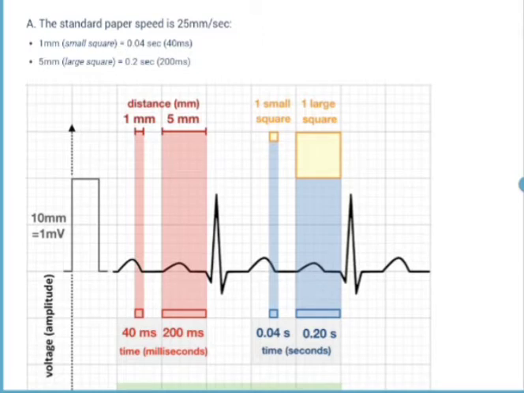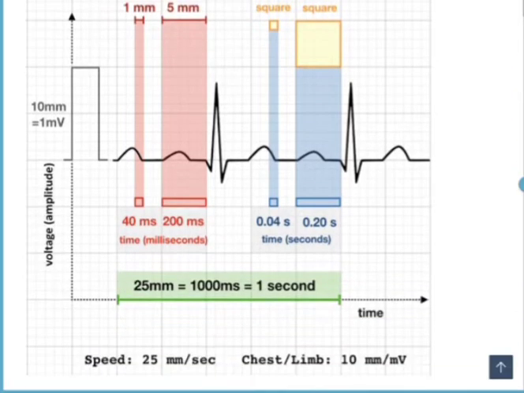For example, sometimes it is given in terms of one small box, one large box, or two small boxes. For example, they say that the QRS complex should not be more than two small boxes. So what is the equation with which we quantify these small boxes, large boxes, or how we quantify the time? I'll quickly be going through the basics.